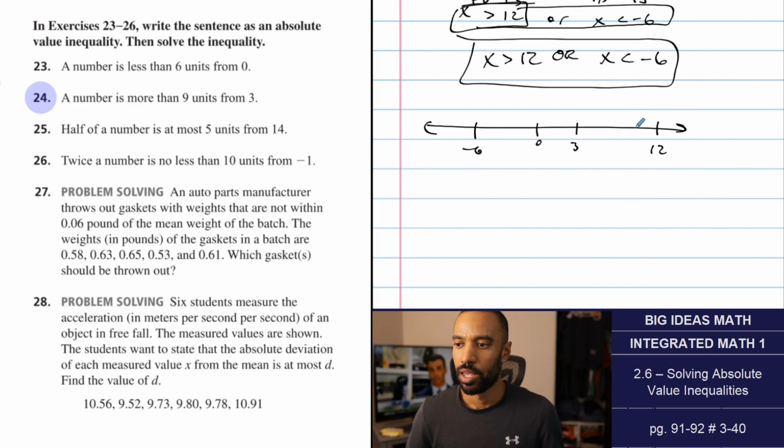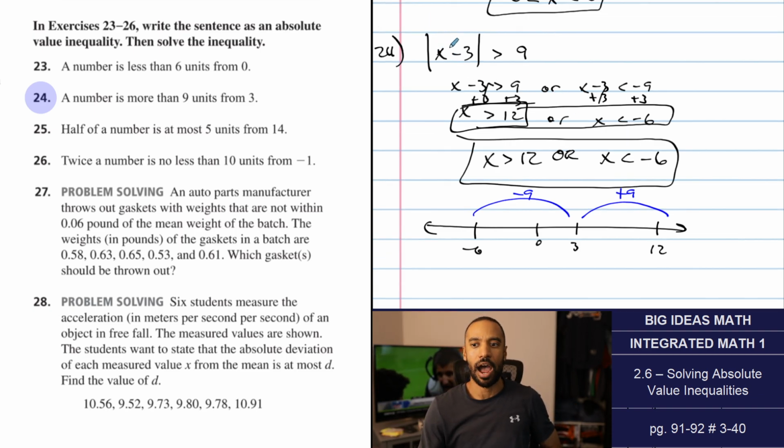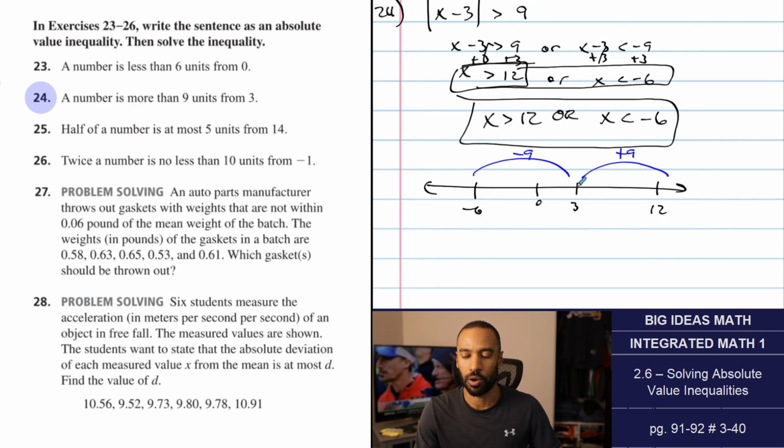Here's 3. Here's 9 units from 3 this way and 9 units from 3 this way. Minus 9, plus 9. Remember, the minus 3 here says the difference between our number and 3. The difference between our number and 3 must exceed 9 units in either direction. To do that, we have to have 3 be in the middle of that.